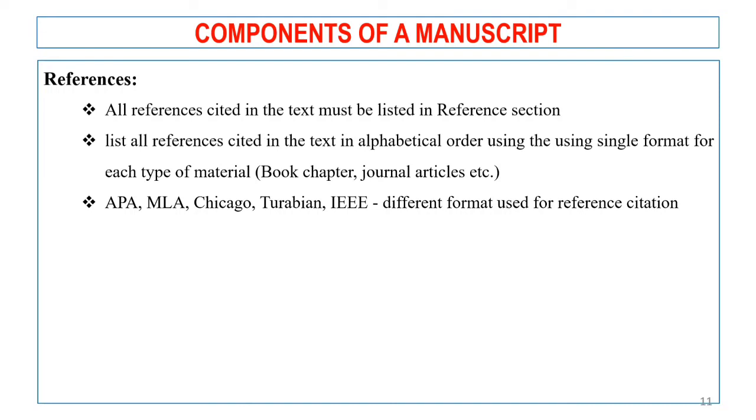list all references that are cited in the text in alphabetical order, using a single format for each type of material. Each type means book, chapter, journal article, etc. You have to use a single format for each type of material, whether APA, MLA, Chicago, Vancouver, or IEEE. This is the reference section.